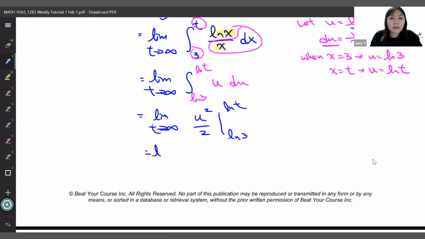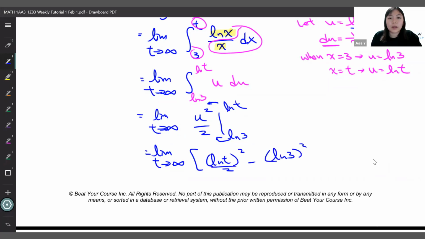Now let's evaluate this definite integral. So limit as t goes to infinity, you're going to sub in the top, sub in the bottom, and subtract. So this is going to become ln t squared over 2 minus ln 3 squared over 2. What happens as t goes to infinity? What are we going to get? Write that down. As t goes to infinity, you replace your t with infinity, right?